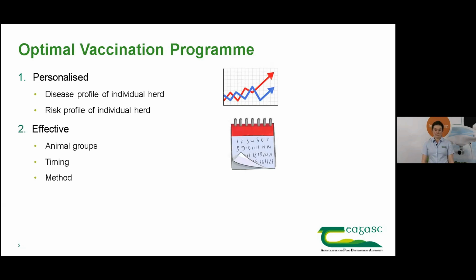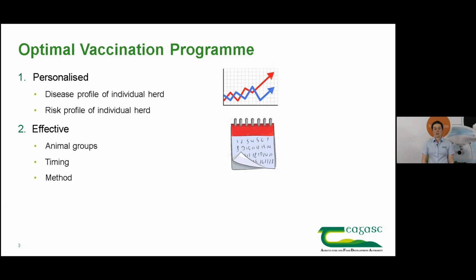Secondly, when you've decided what vaccines are necessary for your herd, you want to ensure that you're using them effectively. So firstly, when I think of this, I think of what animal groups need to be vaccinated. So different diseases will require different animals to be vaccinated. For example, IBR, in most cases it's necessary to vaccinate all the way from adult animals right down to calves to prevent transmission. Whereas in other cases like BVD and leptospirosis, it's only necessary maybe to vaccinate breeding animals.